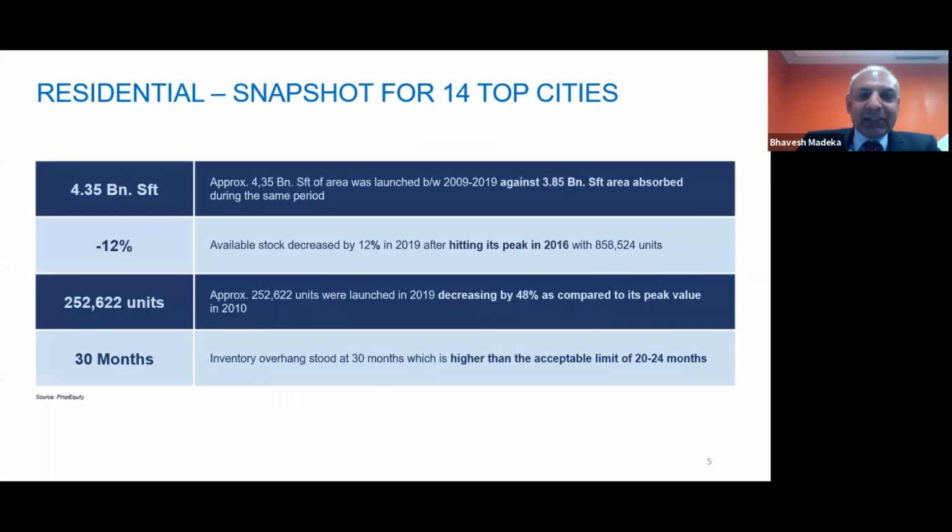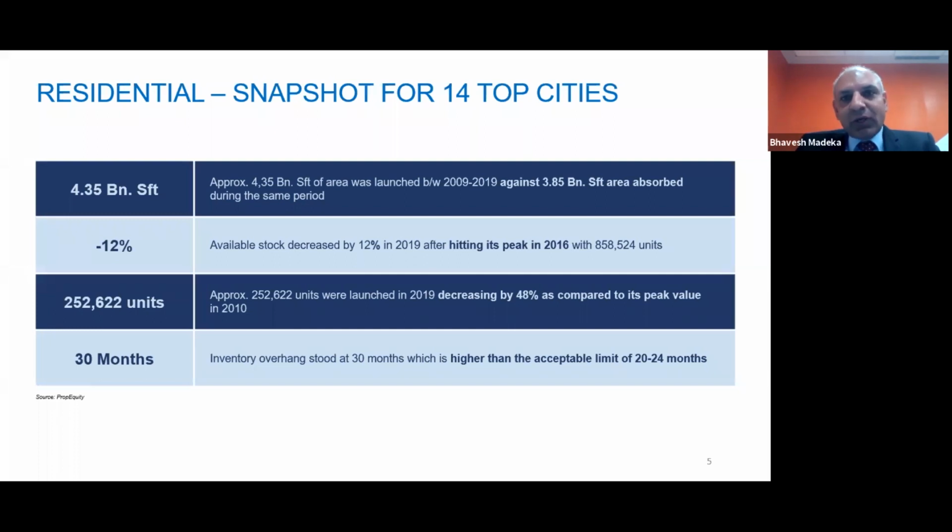Going on to my next point, we had developed about 4.35 billion square feet of residential space between 2009 and 2019, against which 3.85 billion was absorbed. And therefore, there was a stock of approximately 0.5 billion square feet available for sale. But this stock also was not at its peak. Its peak was 2016, and it had come down in 2019 to about 858,000 units available.